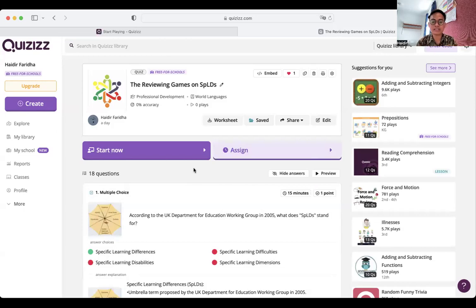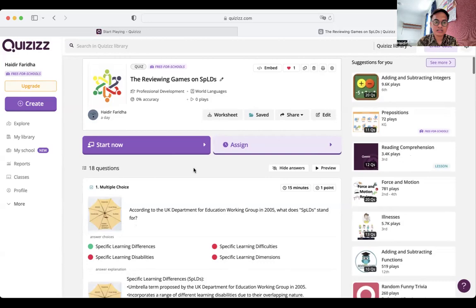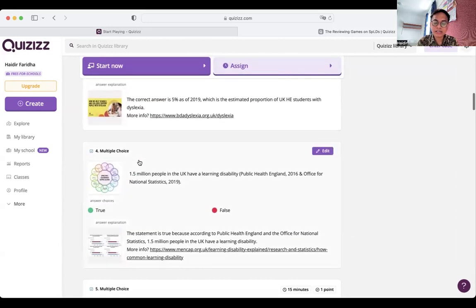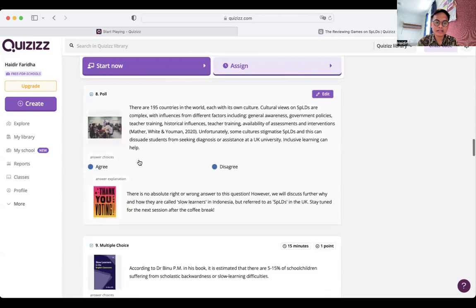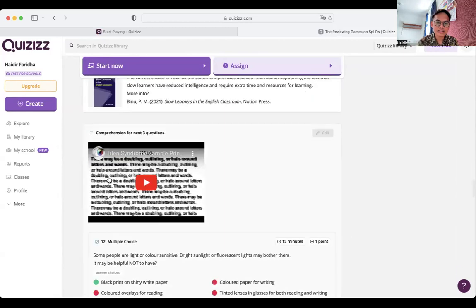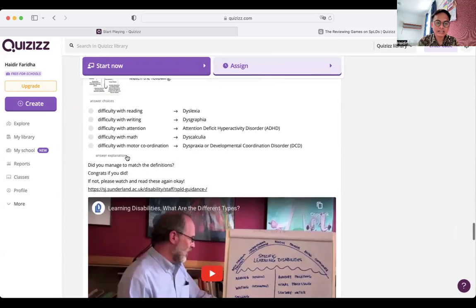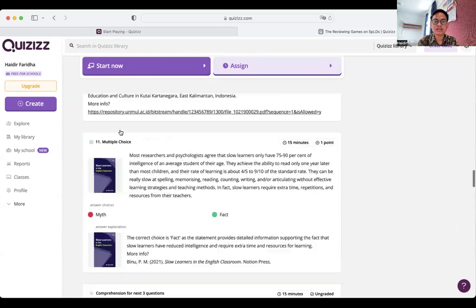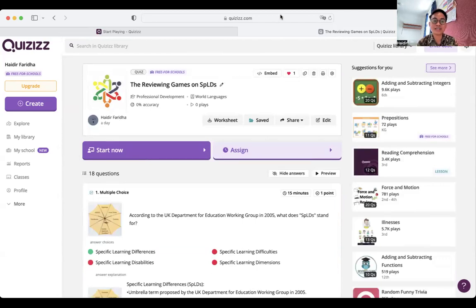The second reason why I chose quizzes is because it has so many item types, such as multiple choice, polling or voting, myth or fact, true or false, and open-ended, matching, and reorder. And it's free. It's free for schools. It's free for students and teachers. That's why there are so many features that we can utilize.